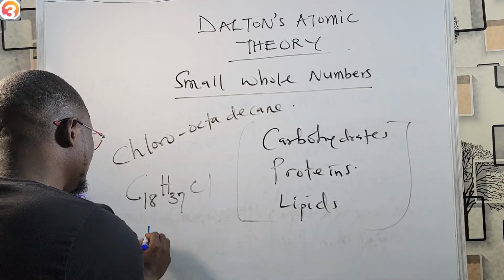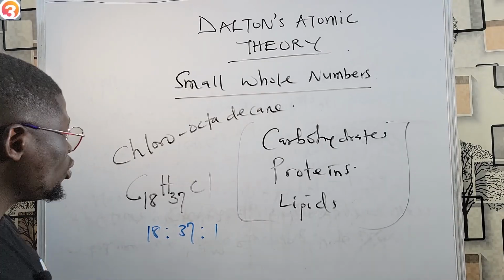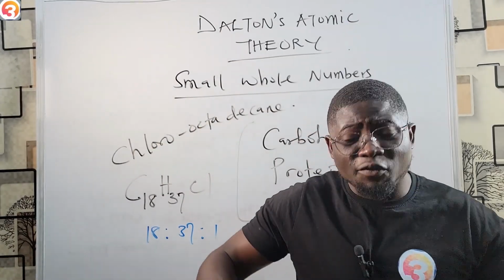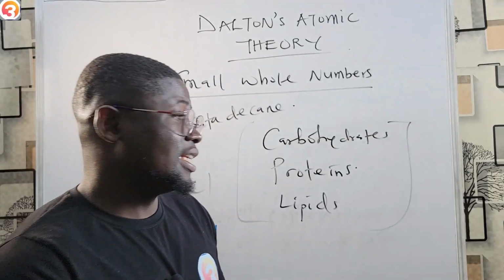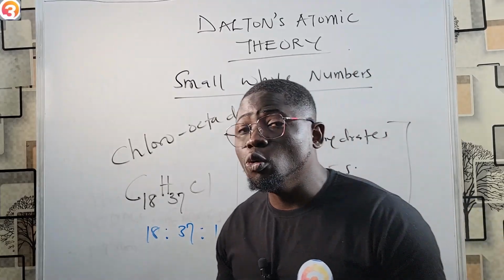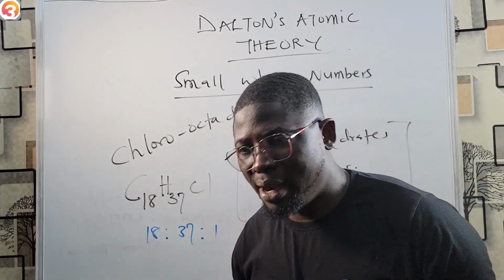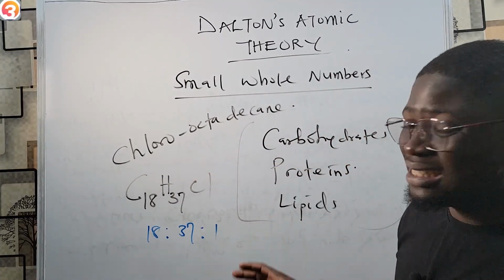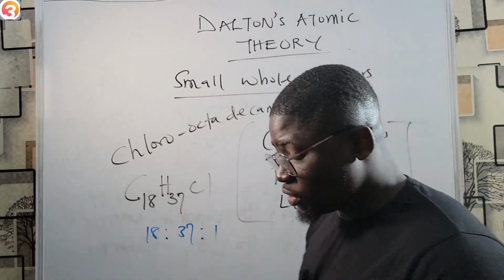You can see C is 18, the ratio of H is 37, and the ratio of Cl is 1. So these are not small whole numbers at all. And that is why this modification was made to John Dalton's theory, when he said atoms of different elements can combine in a fixed ratio of small whole numbers to form compounds. The atoms of complex carbohydrates, proteins, and lipids are not in small numbers at all. Neither is this one that we just looked at. So these are the modifications that we made.